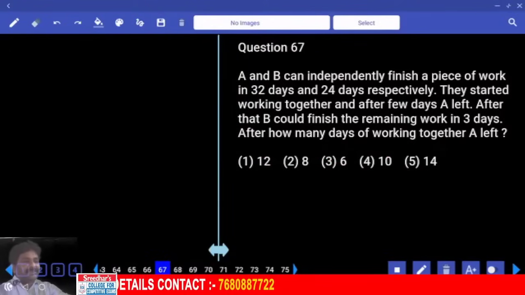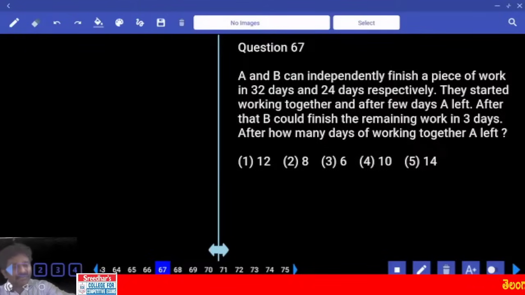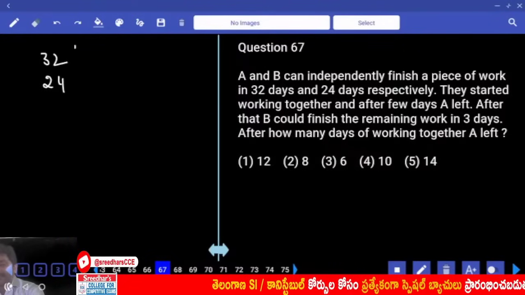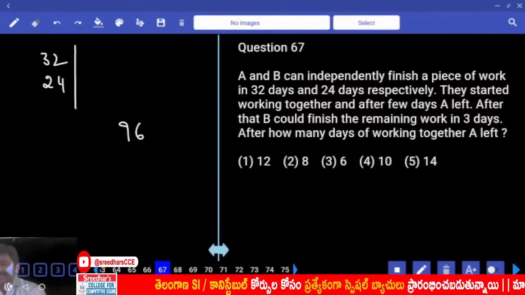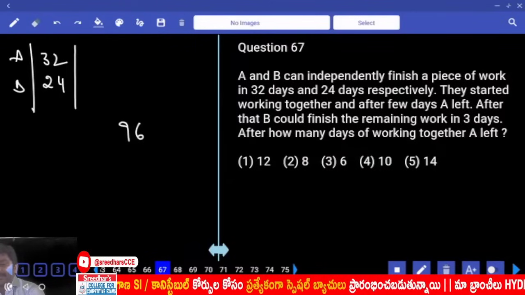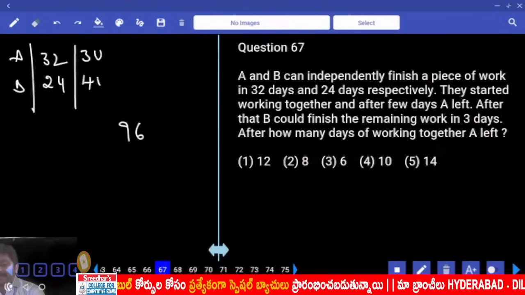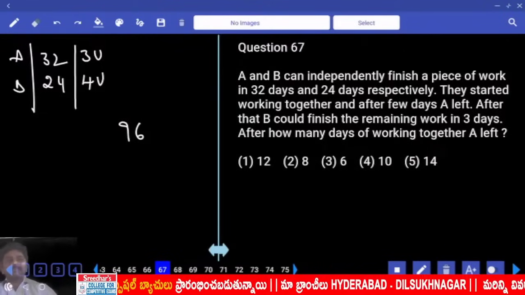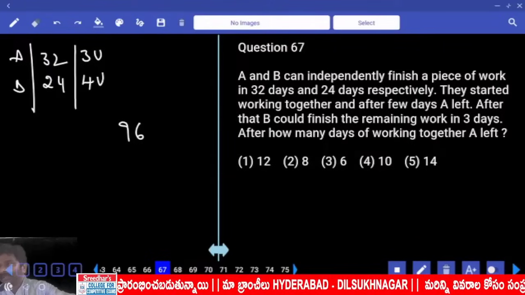A and B can independently finish a piece of work in 32 and 24 days respectively. They started working together and after a few days, A left. After that, B could finish the remaining work in 3 days. After how many days of working together did A leave? Okay, right. A can do it in 32 days, B can do it in 24. LCM 96. A alone does 3 units per day, B alone does 4 units per day. Together they started, and after some number of days, A left, correct?